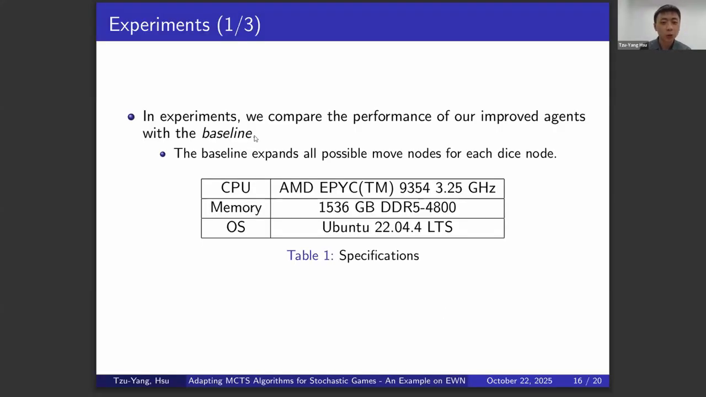Next, in our experiments, we compare the performance of our improved agents with the baseline, and the baseline program expands and simulates all possible move nodes for each dice node. And all of our experiments were done on a computer with the specifications listed in the table.